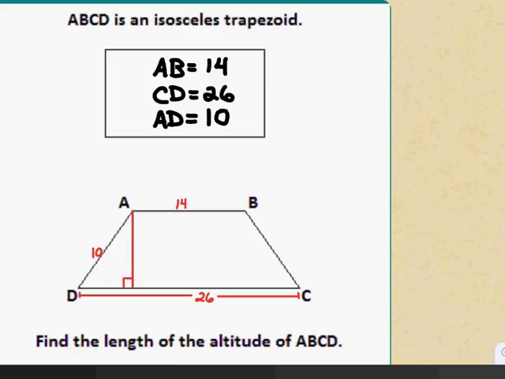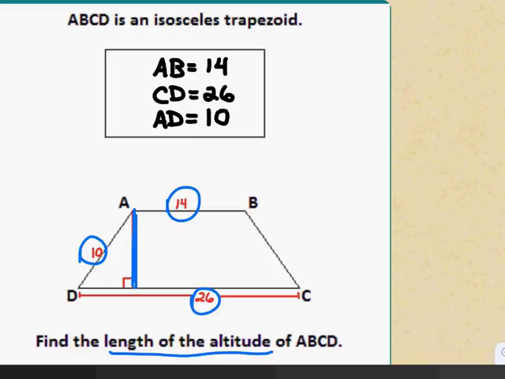Okay, doing a few more trapezoid problems. We have the distance from A to B is equal to 14, the distance from C to D is equal to 26, and the distance from A to D is equal to 10. And we want to find the length of the altitude. The length of the altitude is the length of this segment right here. It has to be drawn from any point on one base perpendicular to the line containing the opposite base.